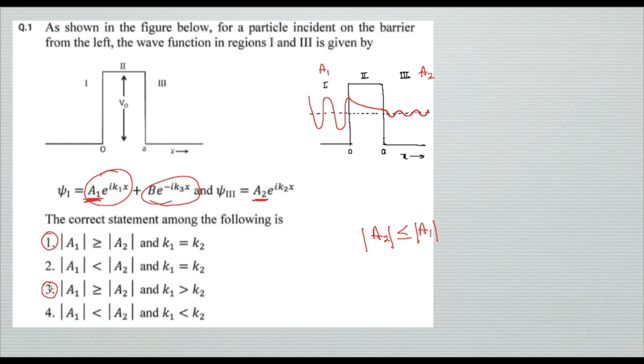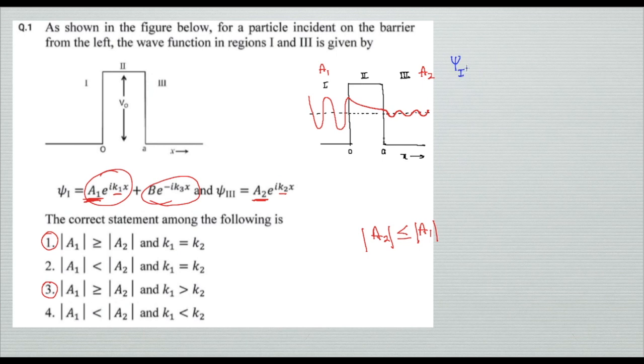The next part which we have to do is find out the relation between k1 and k2. Okay, so the relation between these two terms. So let's try to do that. For that we'll take the wave function equation, which is the standard wave function equation.